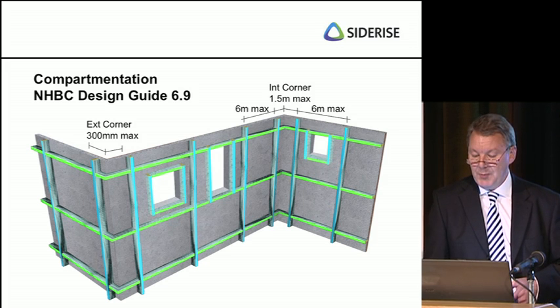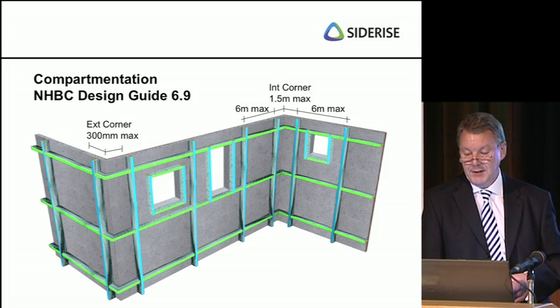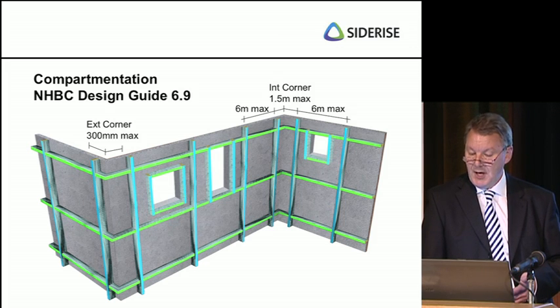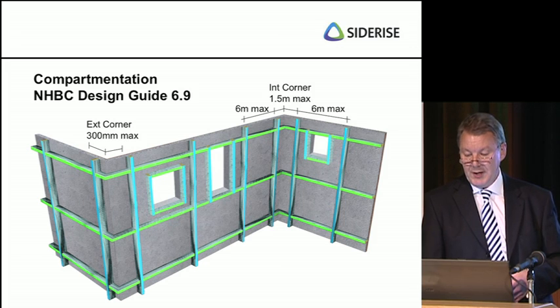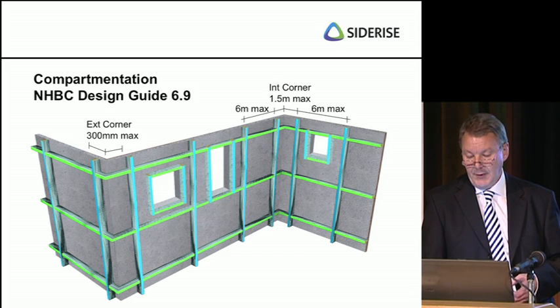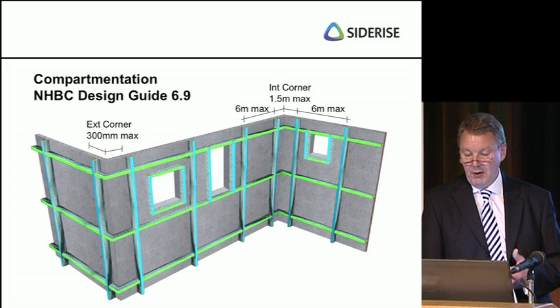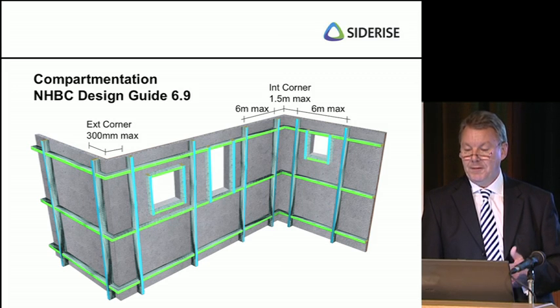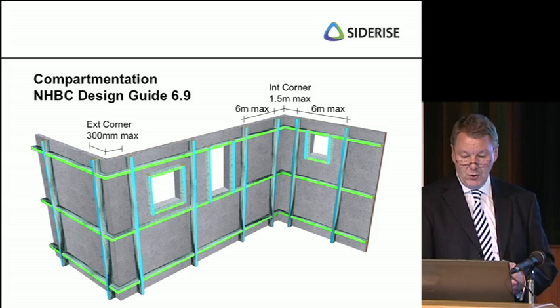To comply with NHBC design guides, again, horizontal cavity barriers are required at each floor level. This time, vertical barriers are required at centres not exceeding 6 metres. A vertical closer needs to be placed as close as possible to an external corner, normally within 300 mm. There's also a recommendation that vertical cavity closers should be located at centres not exceeding 1.5 metre centres within 6 metres of an internal or external corner condition.